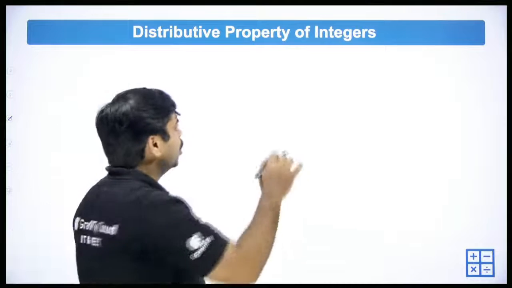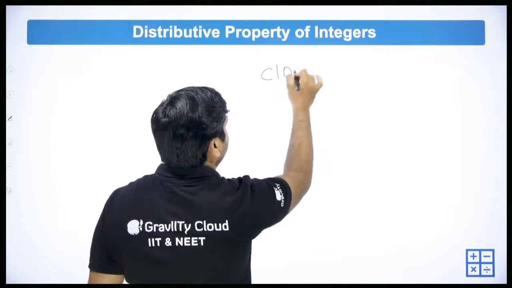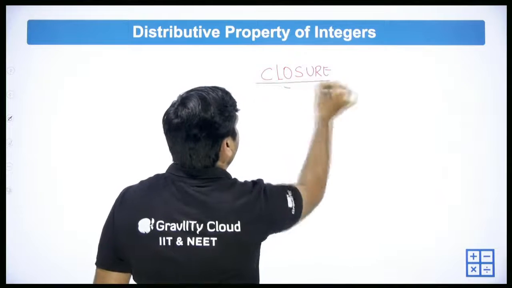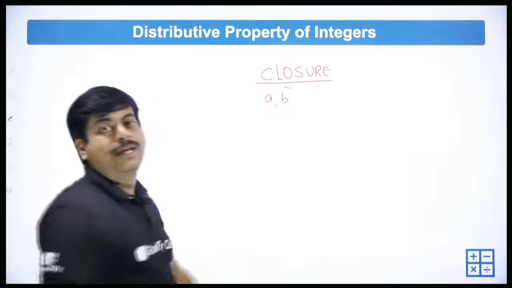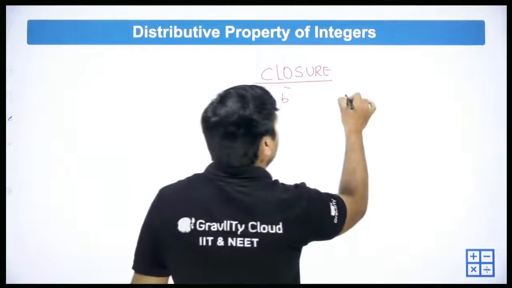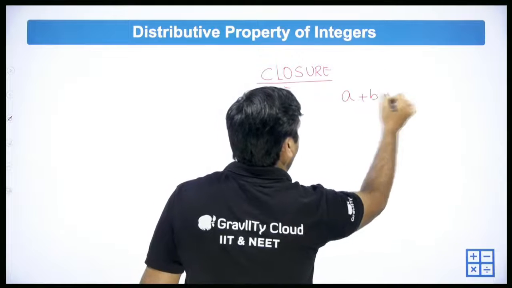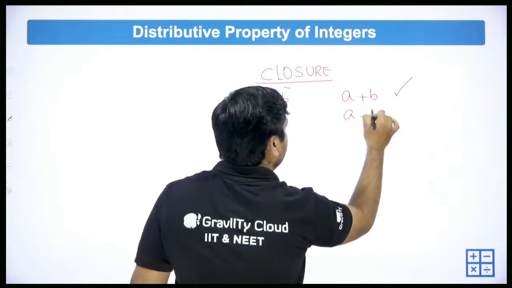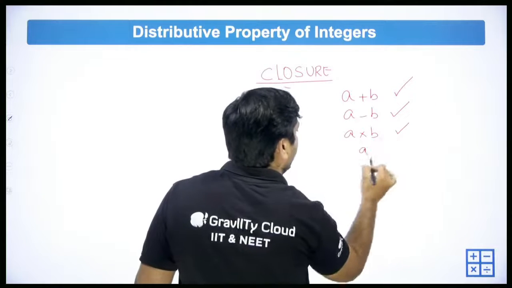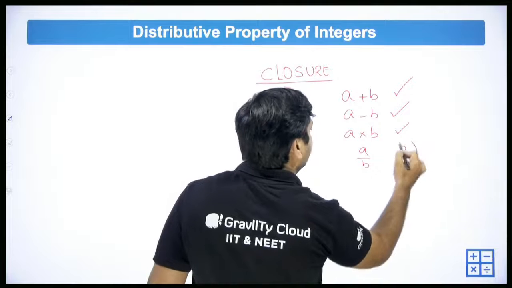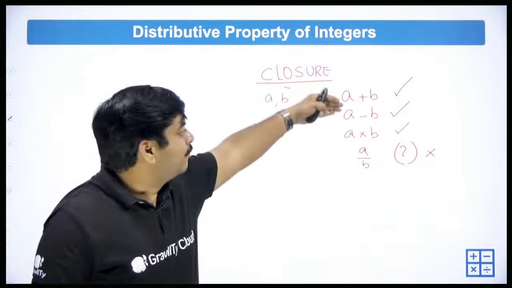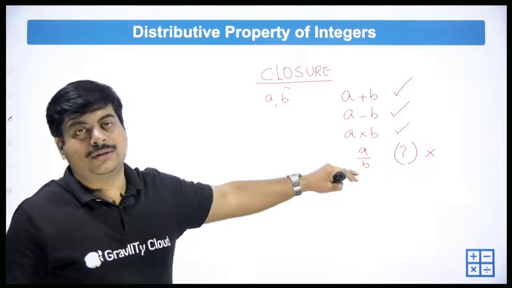When we are taking the closure property, if you have two numbers A and B, both being integers, then A plus B is also an integer, A minus B is also an integer, A into B is also an integer, and A divided by B may or may not be an integer. So the closure property is valid for all these except for division.